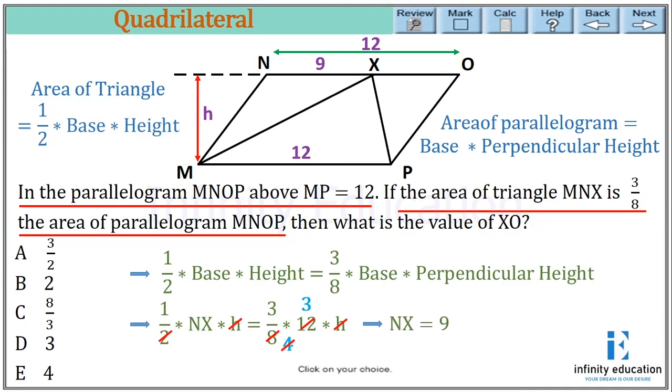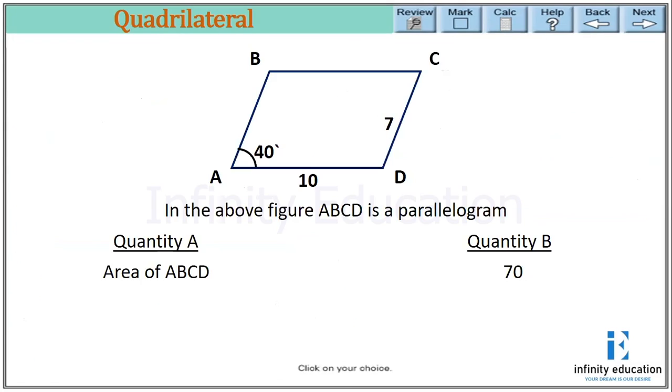So we are writing here. Now the question is asking what is the value for XO? That should be 3. That is D, the answer to the question. I hope the question is clear to you. Now let's see one more example.